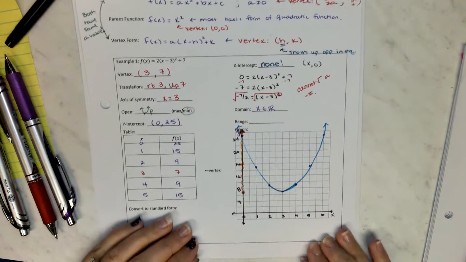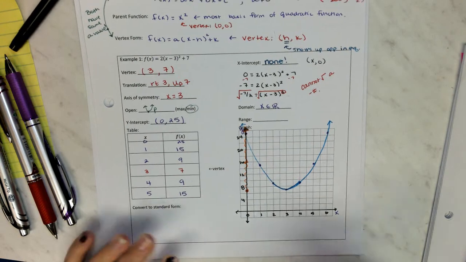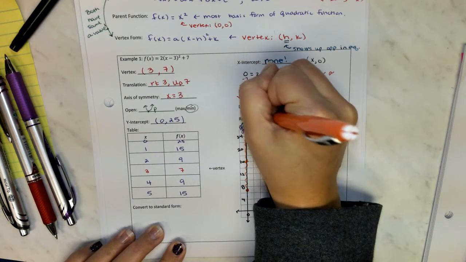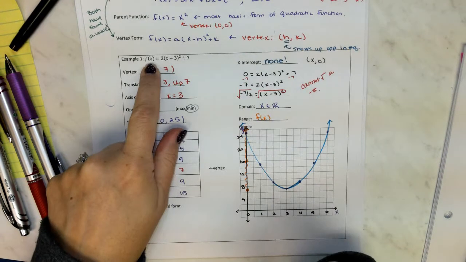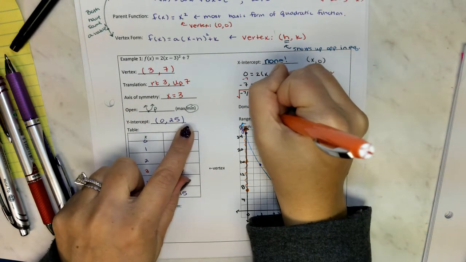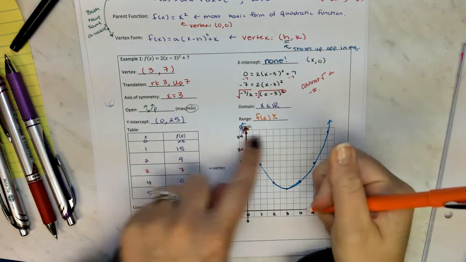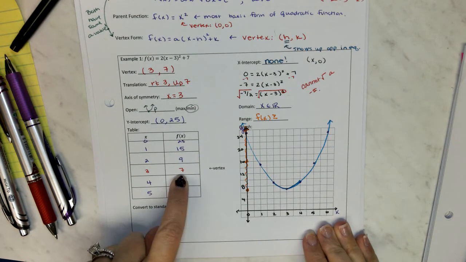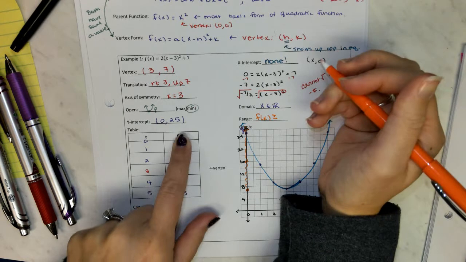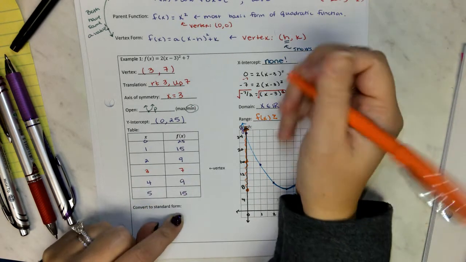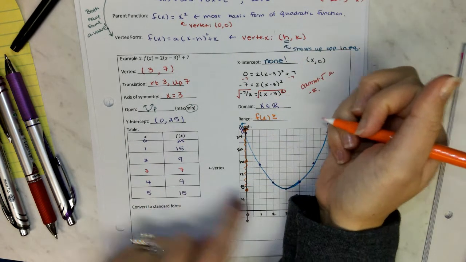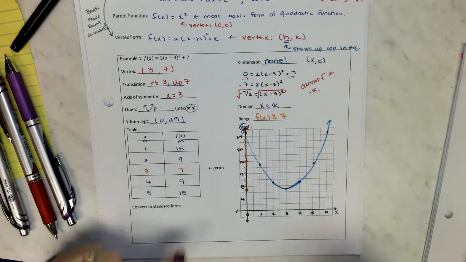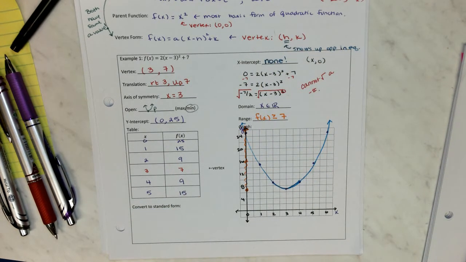So for my range, this is going to be f of x, because that's what I'm using instead of y. F of x is greater than or equal to that minimum y value, which was 7, and you can see that from your graph here. The lowest it gets is 7. So f of x has to be greater than or equal to 7.